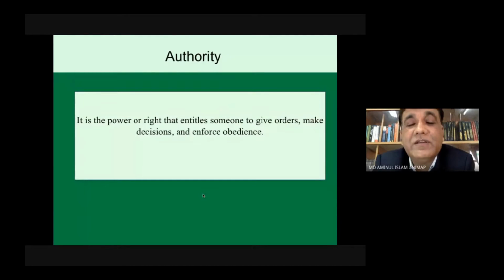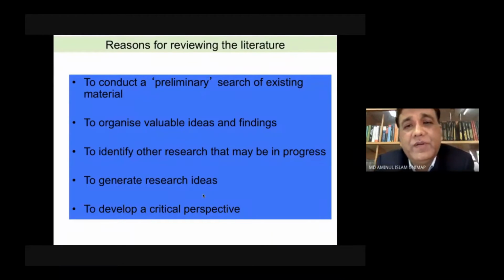So it's your intuition, your experience, you do prior research, and then you consult with people who have authority. Now, why do we do literature review? Number one, we do some kind of preliminary research of existing material. We organize valuable ideas and findings based on what people have done. We identify other research which is in progress. We generate research ideas and we develop some kind of critical perspective.